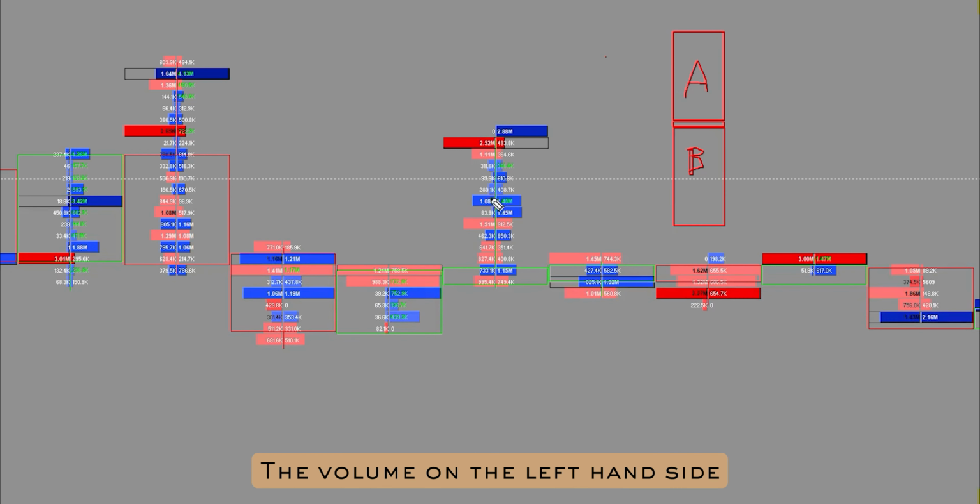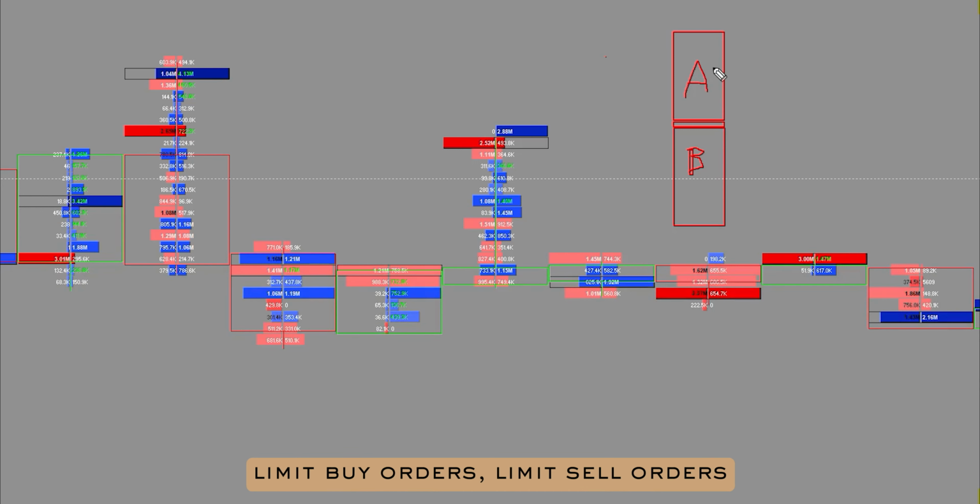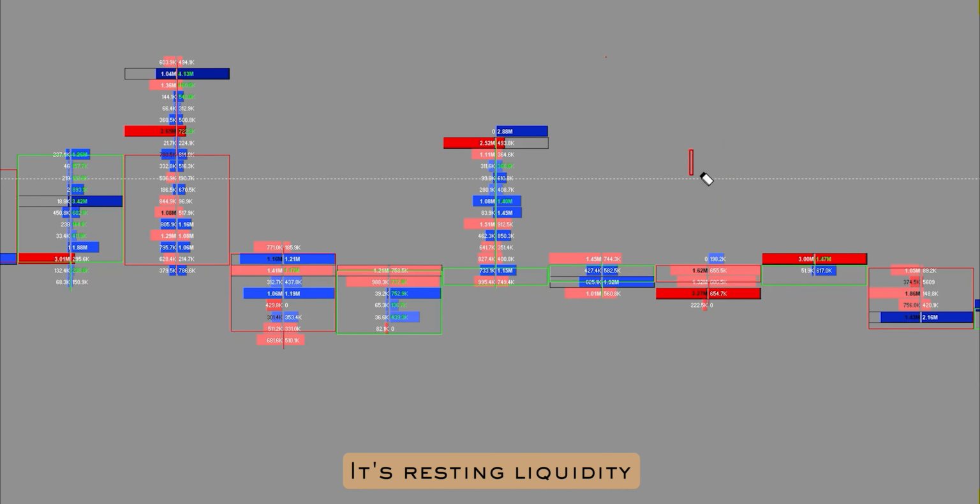The volume on the left-hand side is the opposite. Those are aggressive selling orders hitting into the bid. So aggressive orders hitting into the bid, again, hitting the passive side. So the order book, those are advertisements. Those are advertisements to buy and to sell, okay, passively. Limit buy orders, limit sell orders, it's resting liquidity.